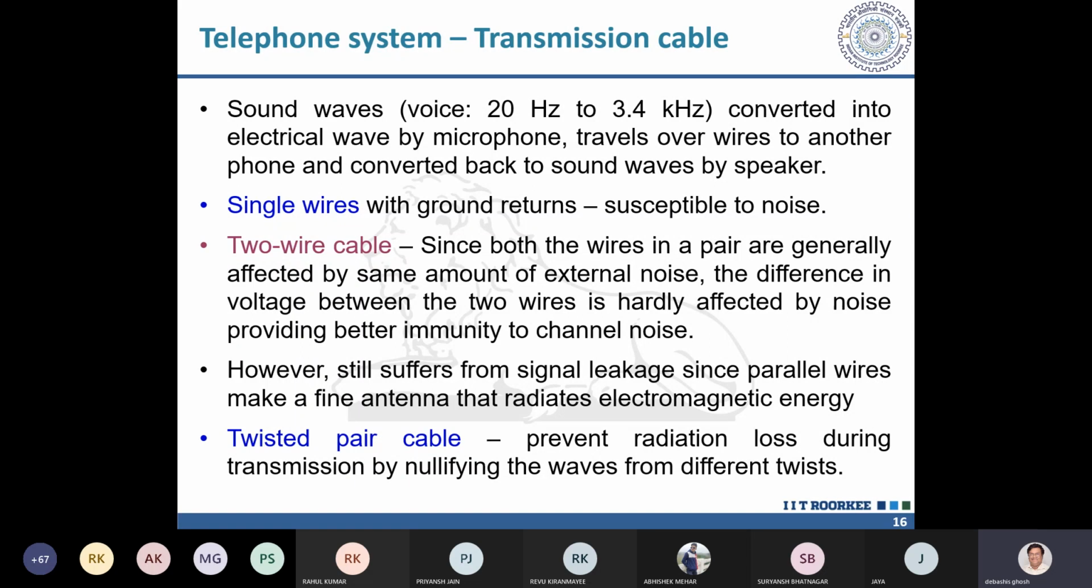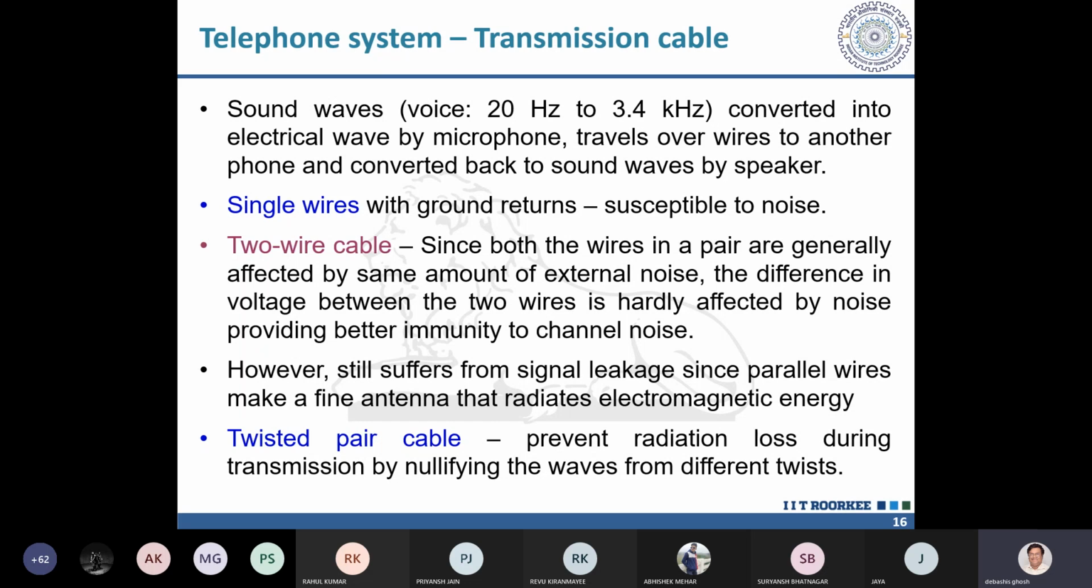Due to that, the noise in the channel that was picked up due to all these external problems is now more or less reduced. That is how the two-wire cable system was better than the single wire. However, one problem was still there. It was there in single wire also, and in two wire also that problem still existed, and that problem is the signal leakage problem.